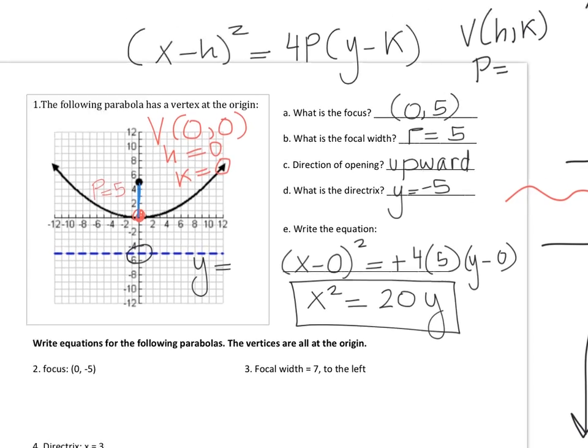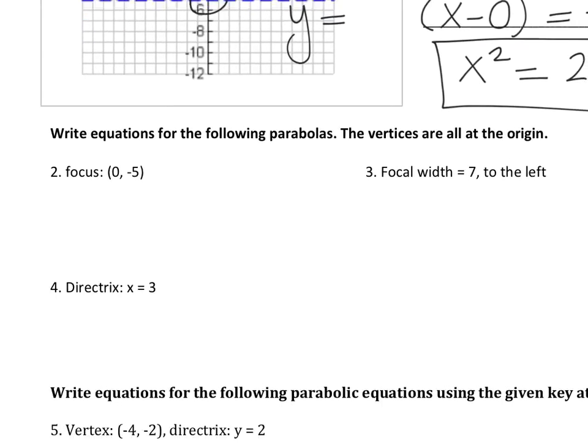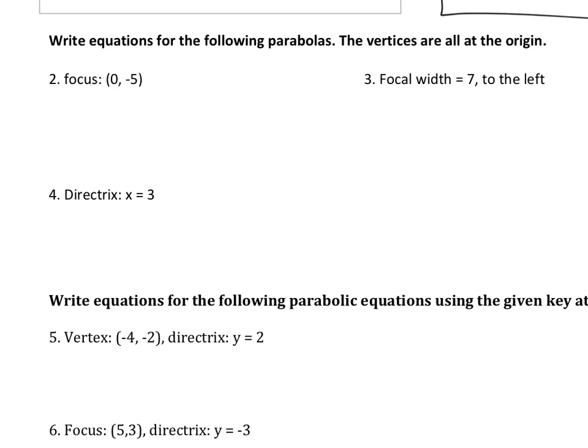Let's move on to number 2. In number 2, they want me to write the equation for the parabola, and they are telling me that the vertex is at the origin. That's a very important piece of information. It means that the vertex has an x coordinate of 0 and a y coordinate of 0 as well. So that means h is 0 and k is 0. So when I write the equation, I can write it as x squared equals plus or minus, depending on the opening of the parabola, 4p and then y, instead of y minus k and x minus h, since I know that h and k are 0. So you can write the equation and simplify it into that if you'd like to.